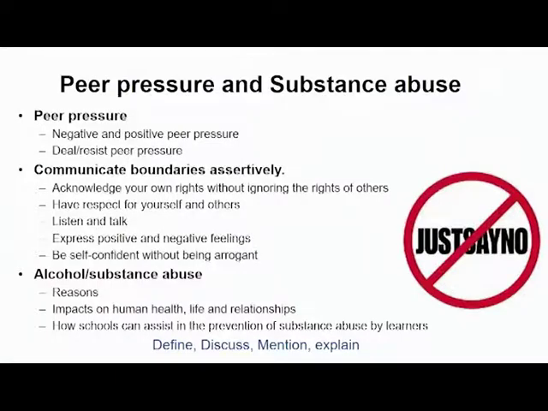So these are just some of the steps that adolescents or teenagers, your learners, can use to communicate boundaries assertively. Acknowledge your own rights without ignoring the rights of others. Have respect for yourself and others. Listen and talk, and express your feelings, both positive and negative, and be confident without being arrogant, and just say no, and no should mean no.